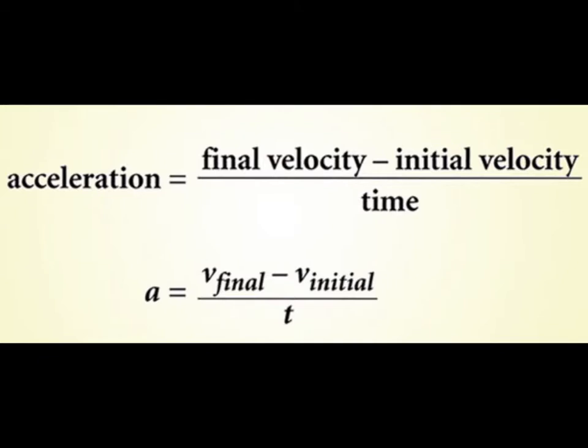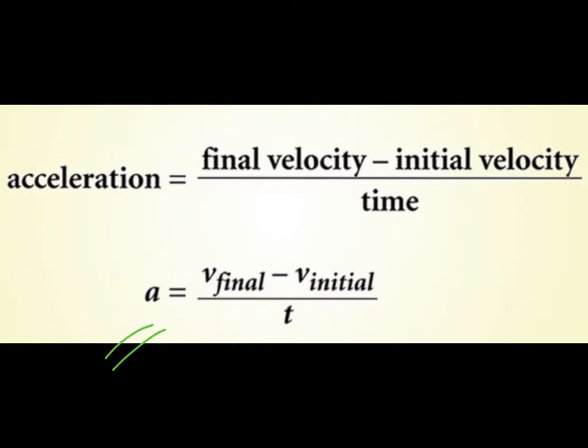In order to calculate acceleration, you need to know the velocity and the time, and that has to actually be the initial velocity subtracted from the final velocity, divided by time. Also known as a, meaning acceleration, equals v final, so velocity final, minus v initial, velocity initial, all divided by time.